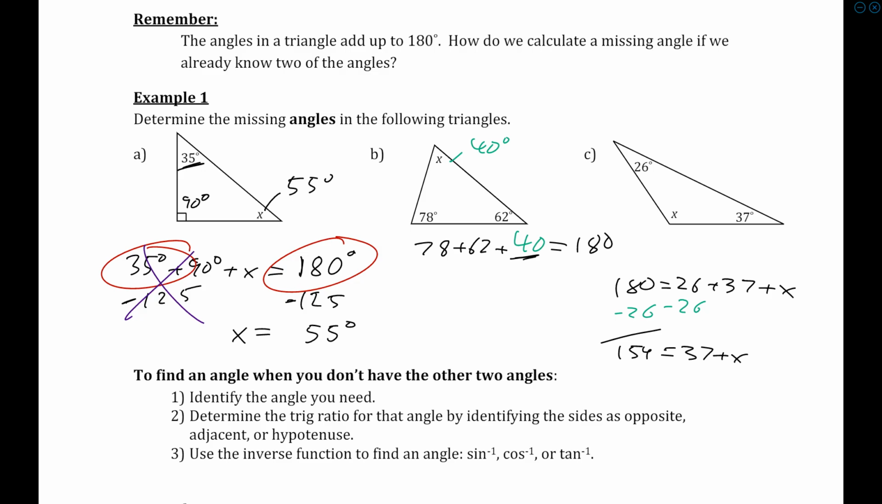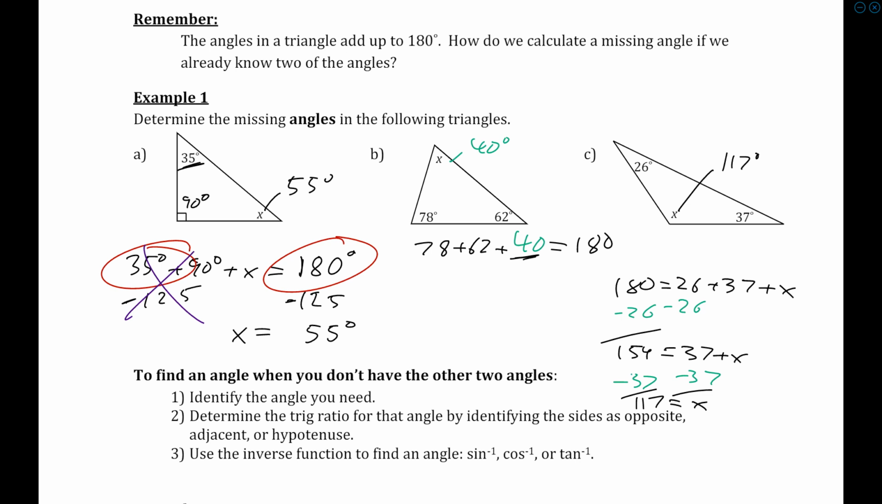Let's just do this in 2 steps. And then subtract 37. And we're left with x equals 117. Is that right? 117 degrees? Yes. We just check, okay, 117 plus 26 plus 37. Oh yeah, good.